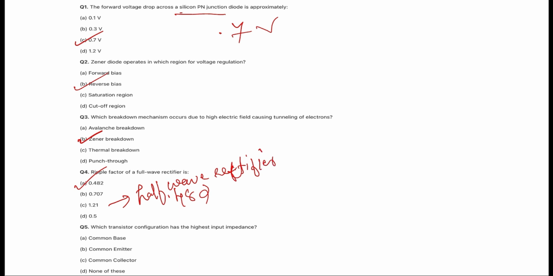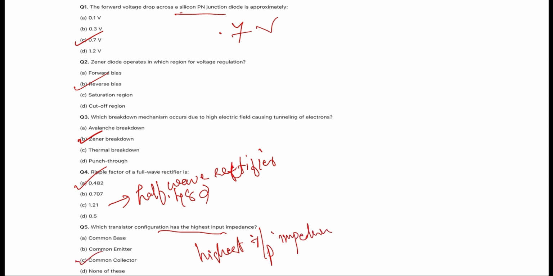Okay. Now, question number 5. Which transistor configuration has the highest input impedance? Option A, common base. Option B, common emitter. Option C, common collector. Option D, none of these. The question they are requesting for what? Highest input impedance. We know that the highest input impedance is for which configuration?